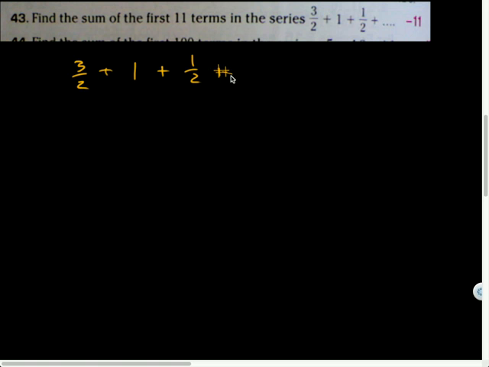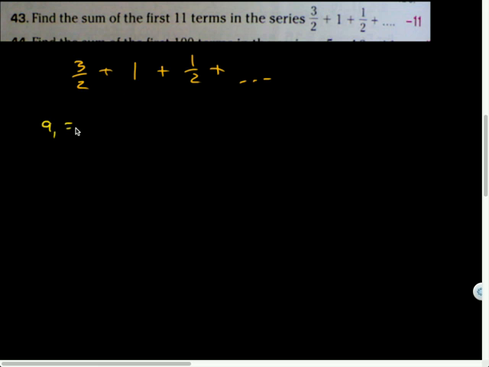And then it all... craziness. Let's see. Plus ellipsis, I believe, is what that's called, right? And we want to find the sum of the first 11 terms. So let's label what we do know.